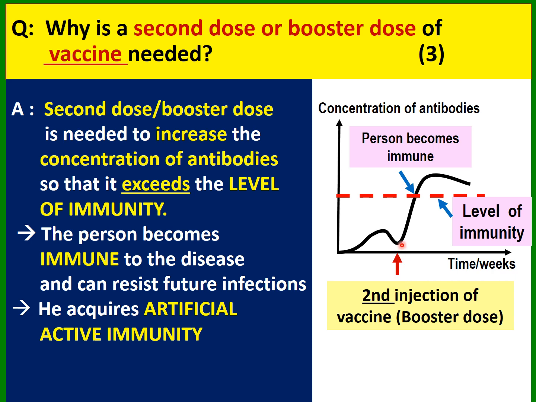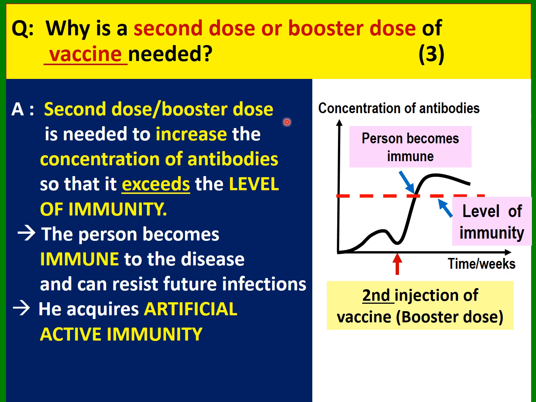The second time the lymphocytes are exposed to the same antigen, they will start to produce the antibodies at a higher rate and also in greater amounts. And this causes the concentration of antibodies to exceed the level of immunity here. Thus, in this way, the person becomes immune to the disease because his high concentration of antibodies will help the body to destroy all the pathogens or antigens of the same type as found in the vaccine, in case there is an infection in the future.